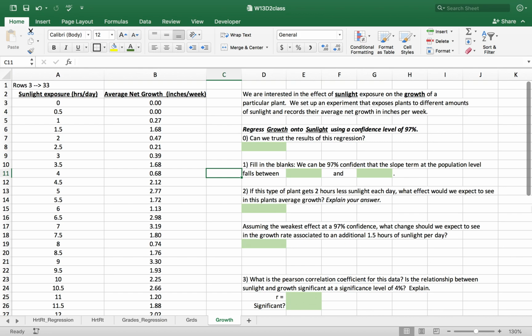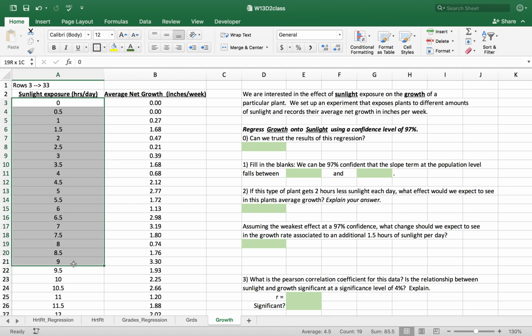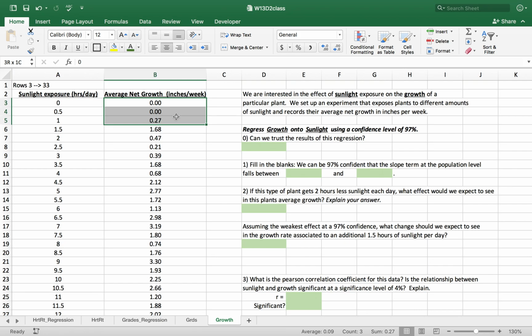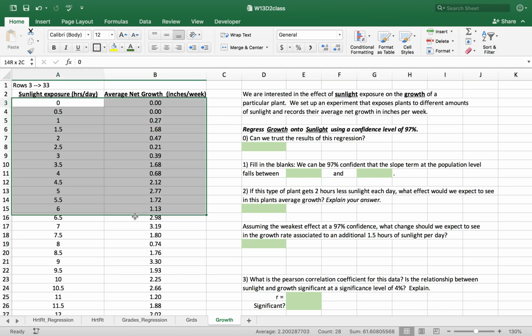in inches per week. So it looks like we have a very organized amount of sunlight exposure that we're giving to different plants, and then we're keeping track of their net growth per week, right? So how much did they grow week by week, measured in inches. So we're going to do a regression analysis. Both of these are continuous quantitative data, right?